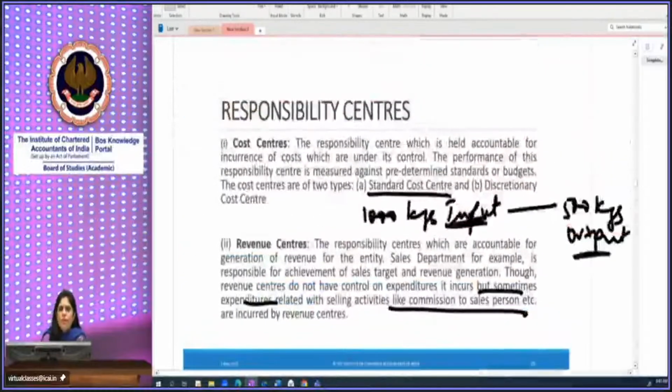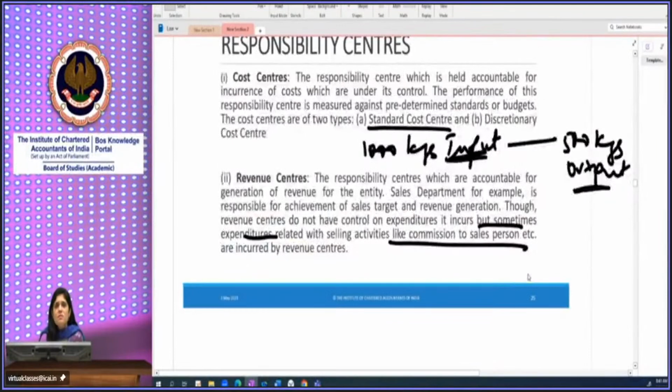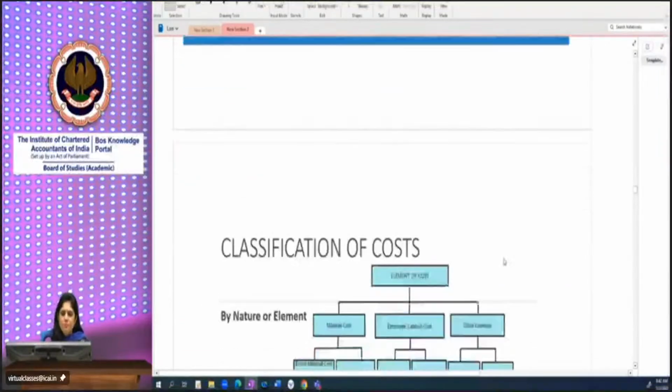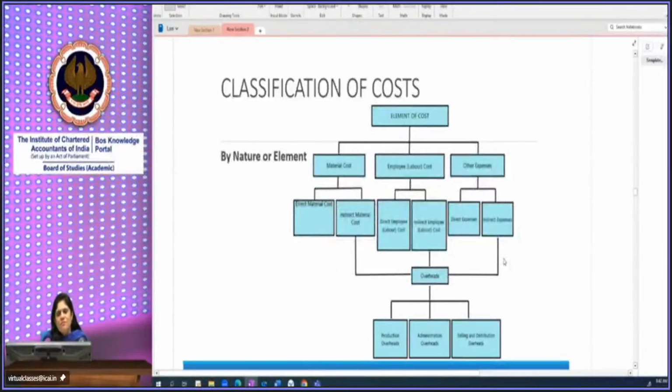Let's just have a quick look. Cost centers, only cost is there. Revenue centers, only majorly revenue. They are responsible for the revenue, like the sales department. Profit centers, the branches which generate cost also and revenue also and calculate profitability. Investment centers, they do cost also, profit also, revenue also, and investment also. All right. So now coming to classification of cost.